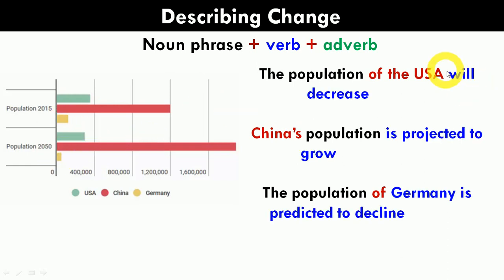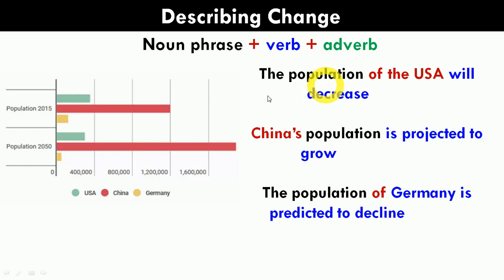So will decrease. Why have we used will? Because here we can see 2050. So will decrease, is projected to, or is predicted to, or is likely to be, because it is the data of the future. So China's population is projected to grow, grow because it is increasing. The population of Germany is predicted to decline, because it is decreasing.